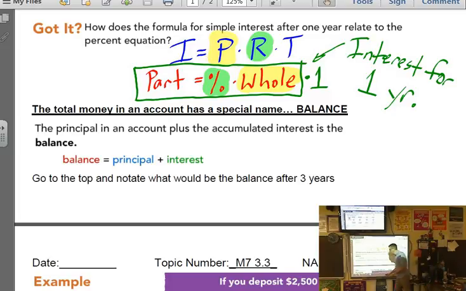If you know how to apply this formula, part equals percent times whole, all you then have to do is multiply by how many years, and you've turned it into a simple interest formula. So our part formula, our base percent equation, part equals percent times whole, that is our simple interest formula, just for 1 year. The only way it changes is I then can multiply by however many years we had.